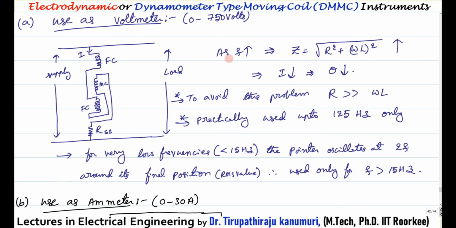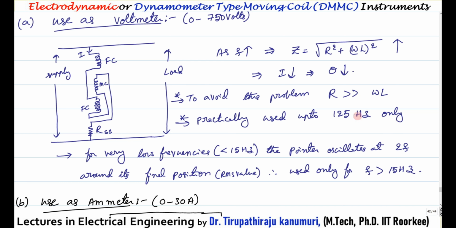so current square. To avoid this problem, we want my resistance to be far higher when compared to the inductance of the coil. In that case, even though this omega L is increased with the change in frequency or decreased with the change in frequency, it is not going to have an overall effect on the impedance. So this is the first one. And practically, if you are using it as a voltmeter, this instrument is used only up to 125 Hz, so that the error introduced will be minimum.